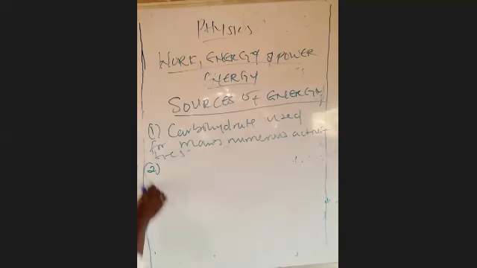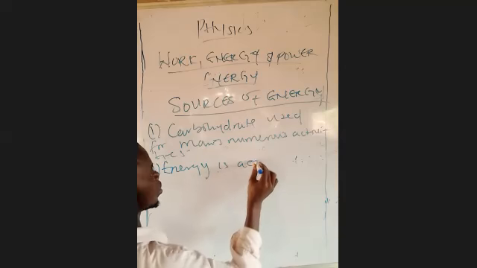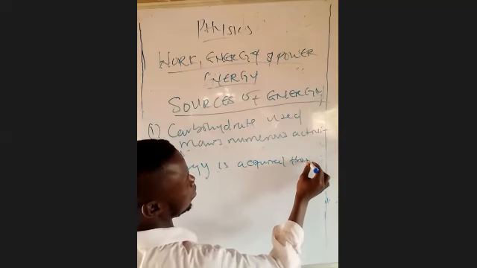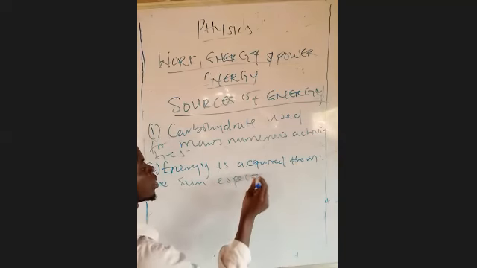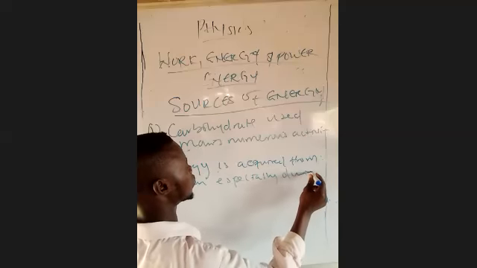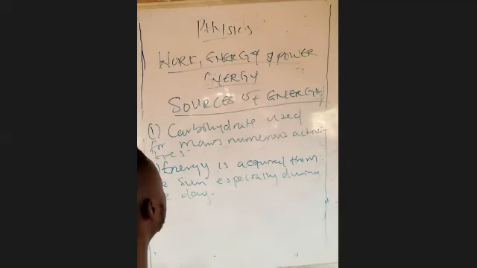Let's look into another source of energy. Energy is acquired from the sun, especially during the day. So aside from carbohydrate that can give us energy, the sun also gives us energy. So we can acquire energy from the sun, during the sunrise, during the day. So the sun also gives us energy.